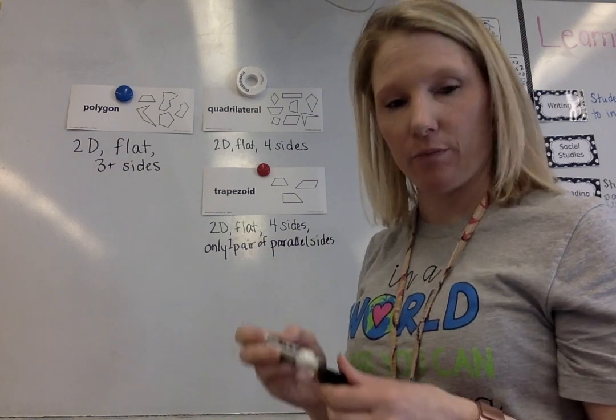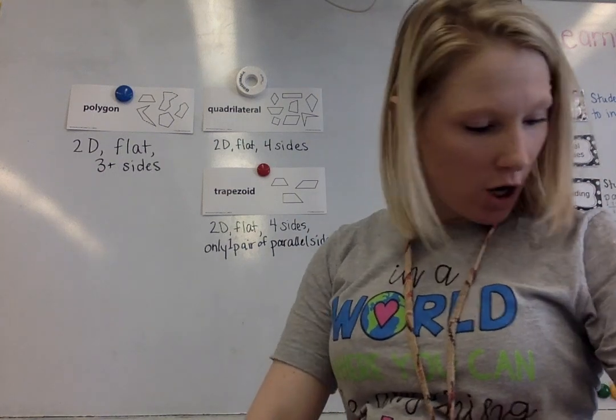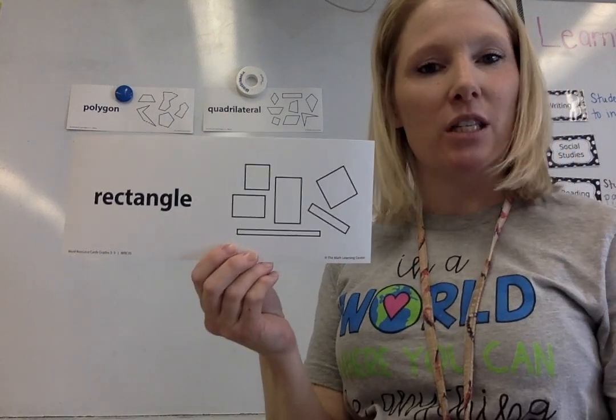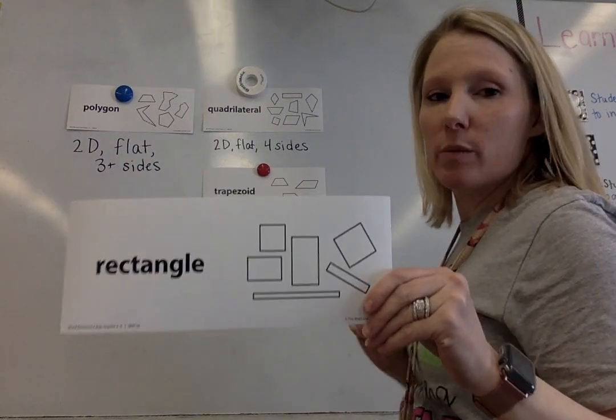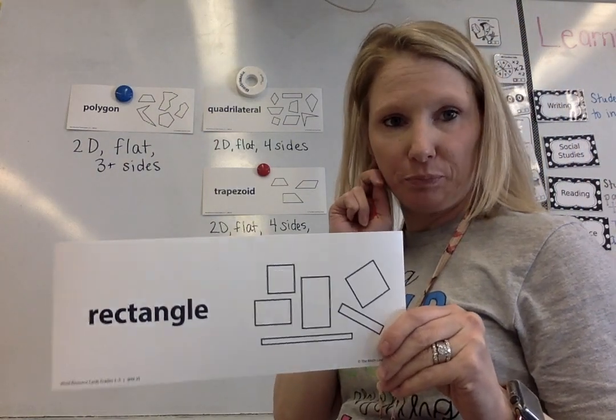Okay, friends. Next one. You guys all know, every time I bring it out, you're like, I know that, Mrs. Crocker. Okay, this one's the rectangle. So thinking about a rectangle, what are some attributes that a rectangle has to have to make him a rectangle?